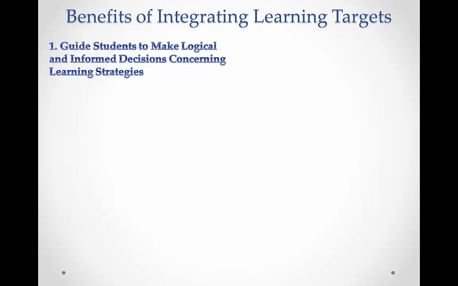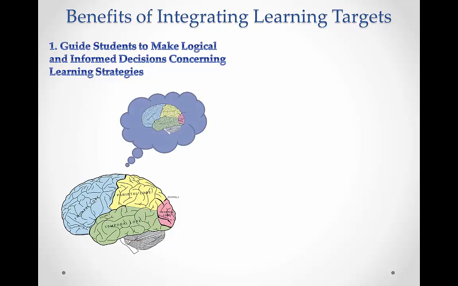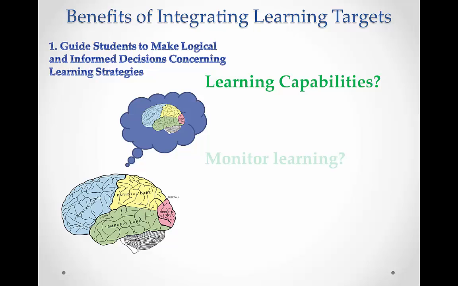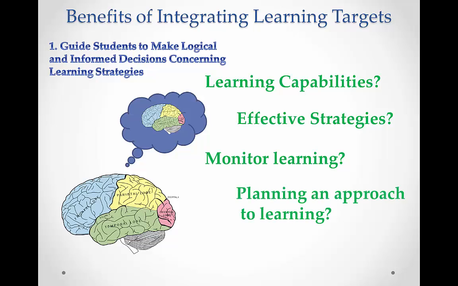So, what is metacognition? Simply put, it's thinking about thinking. And students who are more efficient in thinking metacognitively are typically better learners and therefore higher academic achievers. Consider your students' abilities to think about their learning capabilities, their ability to monitor their own learning, their use of effective learning strategies, and their ability to plan their approaches to learning. Establishing learning targets and building student understanding of the learning targets will help support each of these areas of metacognition. In other words, they will become more efficient in making logical and informed decisions concerning their learning strategies.